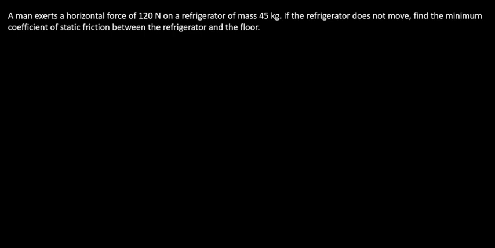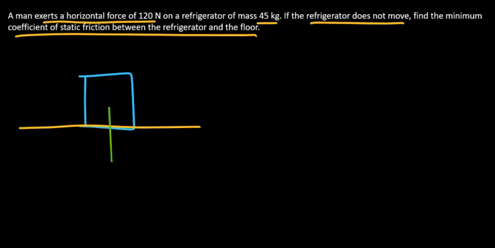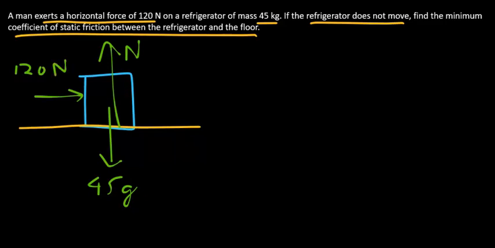Problem 2. A man exerts a horizontal force of 120 newtons on a refrigerator of mass 45 kg. If the refrigerator does not move, find the minimum coefficient of static friction between the refrigerator and the floor. So let's do the free body diagram. You have the fridge resting on a floor like that. The free body diagram tells you all the forces directly acting on this object. First, the weight, 45 times gravity. You have the normal force acting like that, N, and then the force exerted by the man, 120 newtons, and of course, the static friction, like that.